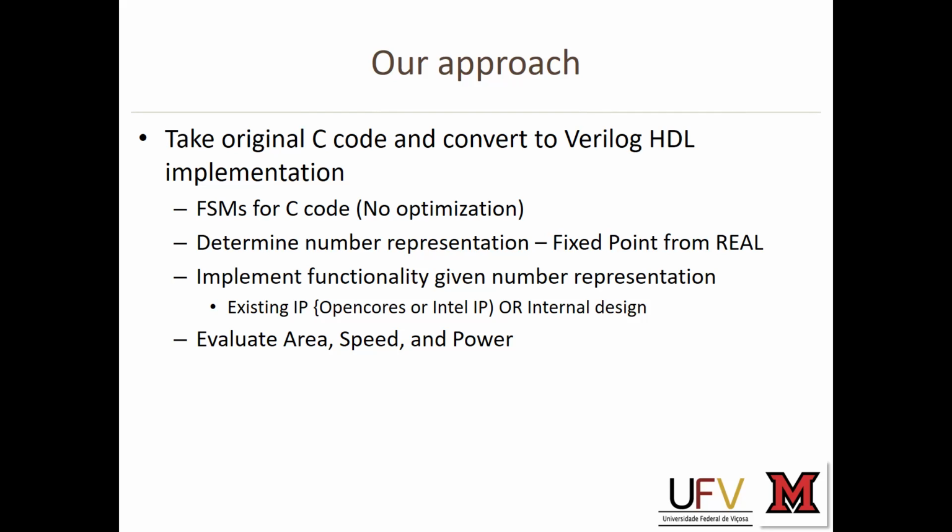And then once we have that fixed point representation of the numbers, we do need to implement some functionality for different operations using either existing intellectual property, whether that be through Open Cores or what's available in the Intel IP, or we make our own internal design for the operation. And then in the end, we evaluate area, speed, and power for the implementation on the FPGA versus the Raspberry Pi.